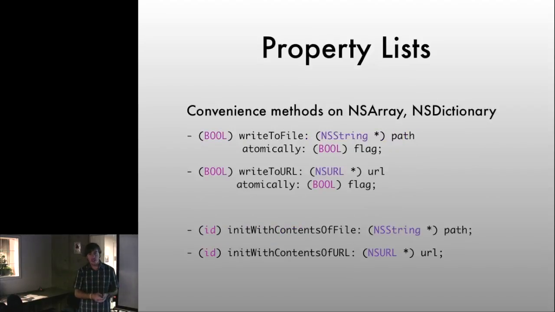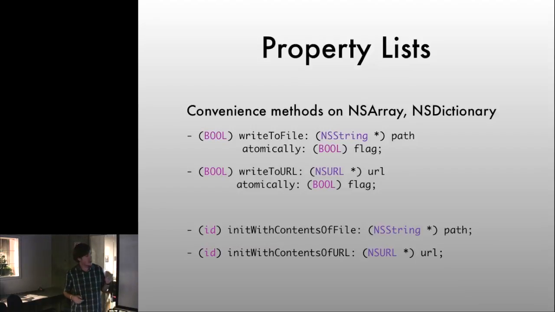So there are some convenience methods on NSArray and NSDictionary that allow you to write a dictionary or an array to file and read them back out from file. The root element of a property list must either be an array or a dictionary. You can't just put, say, a number by itself in a property list, because that's kind of silly anyway. So it has to be an array or a dictionary, and you can just write it out to file and read it back. And you can even write it to a URL, which is kind of cool. If you have some URL on some web server that you have access to, you can write it to that as well.